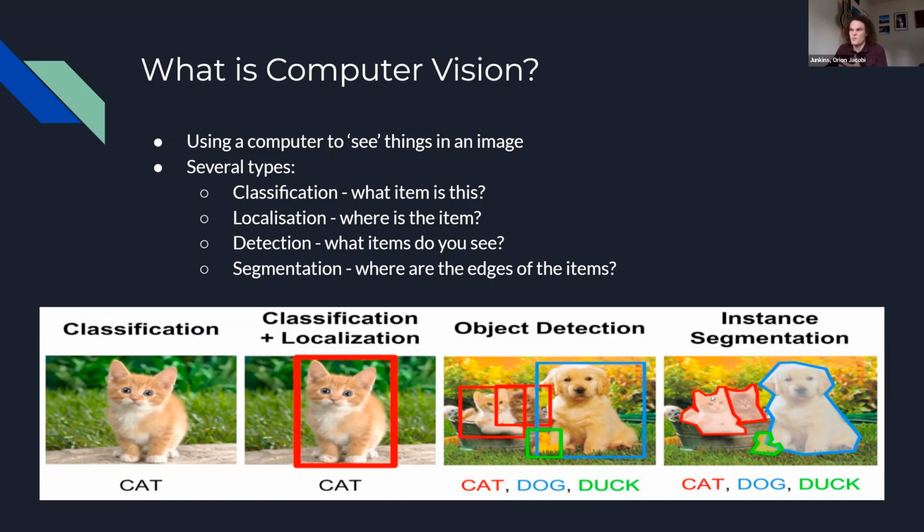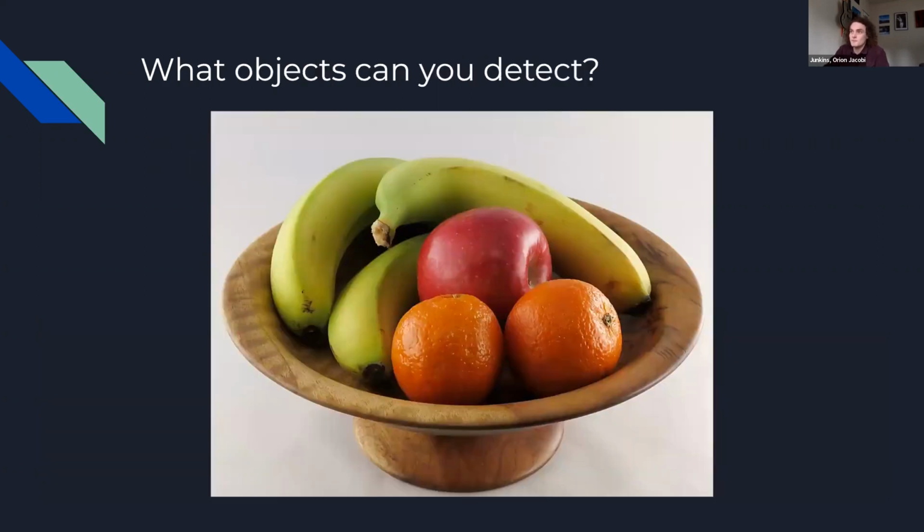And then segmentation is where are the edges of those items. It's the same as detection, just cropping down all the way to the actual boundary, pixel by pixel, of whether or not it is the item. I'm going to focus mostly on object detection, but all these tools can generally do all of these tasks.